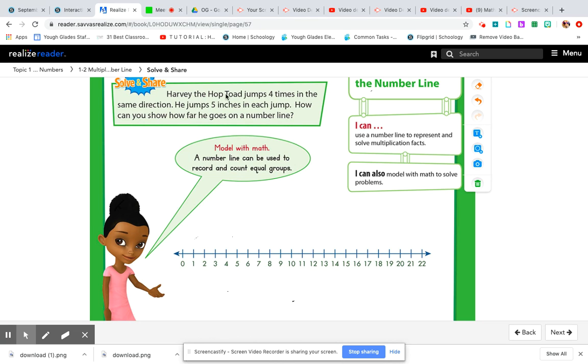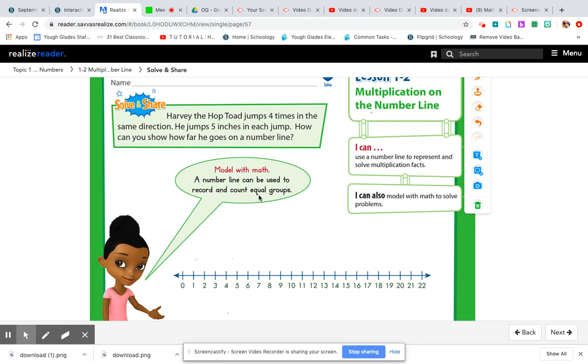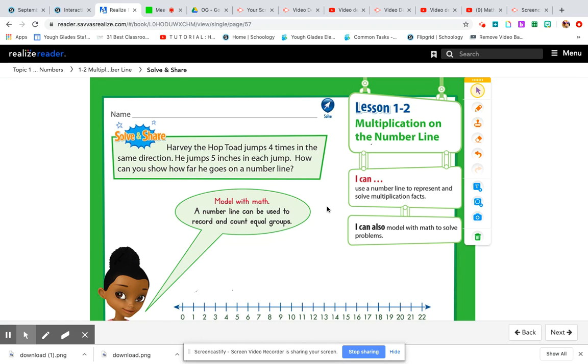I'm going to walk you through this solve and share problem, and you're going to do it along with me to take notes. So make sure you have your math book out on page 13. After we do this mini lesson, you're going to go to Schoology and complete the quick check, and I'll show you that here at the end of this video. So let's take a look at our problem here, multiplication on a number line. We are learning a lot of strategies that are going to help us when completing multiplication problems.